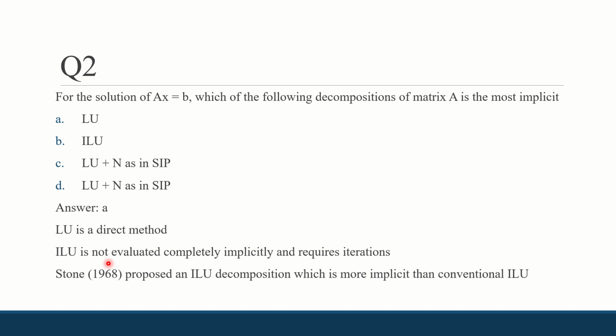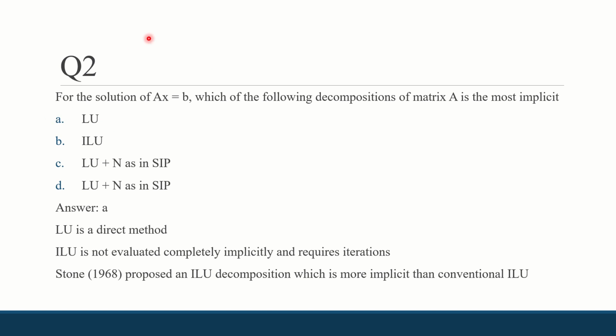Like, we'll get the solution directly from this. So it is the most implicit method, because in ILU method it is not evaluated completely and requires iteration. And ILU is incomplete LU decomposition, and Stone actually proposed an ILU decomposition that is more implicit than conventional ILU, but it is not as implicit as LU decomposition. So the answer to this problem is first option A, that is LU decomposition is the most implicit method.